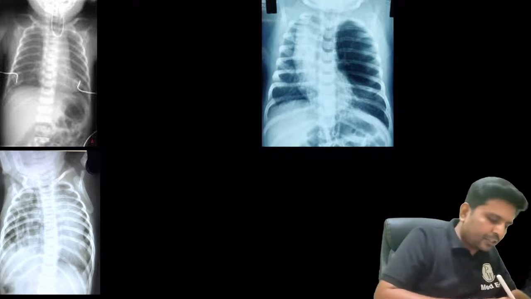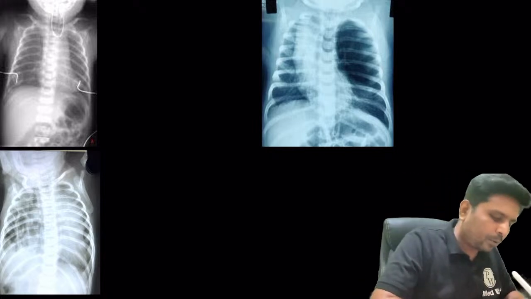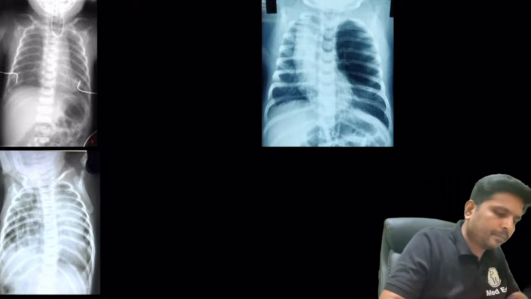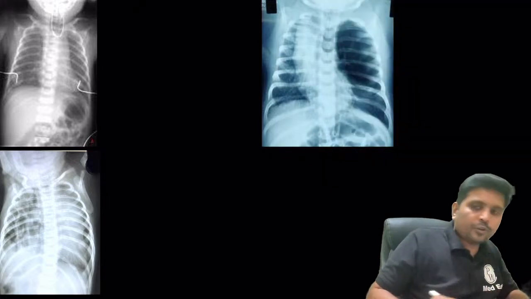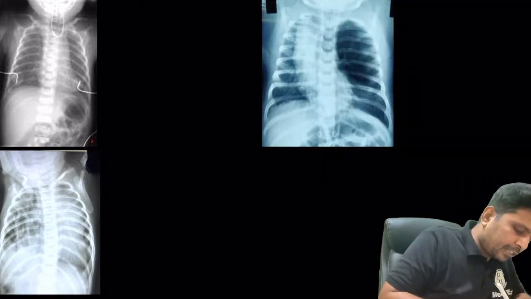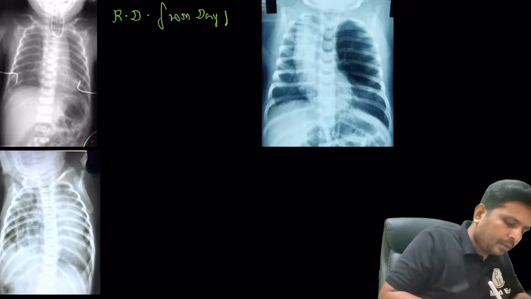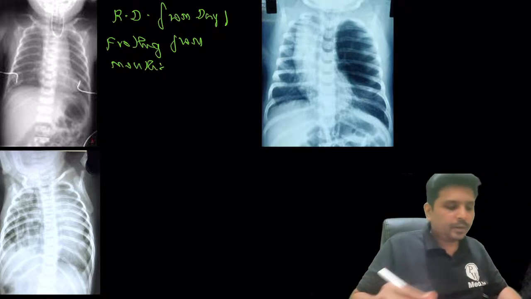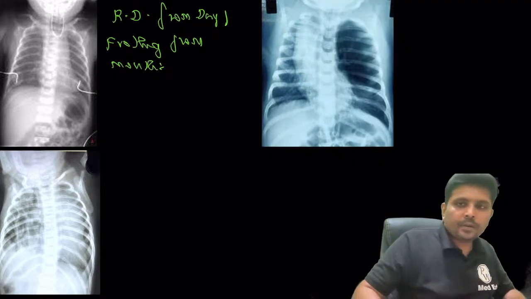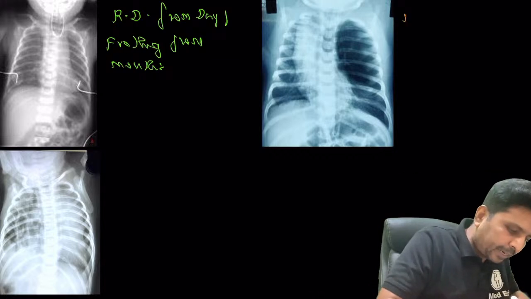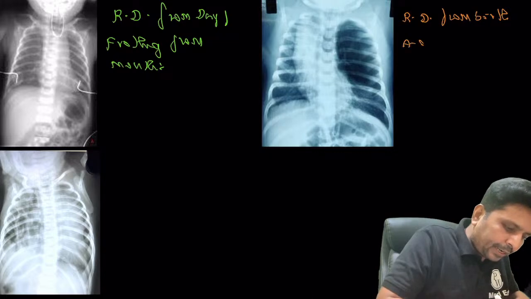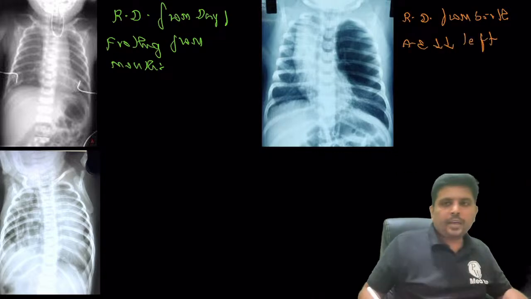Let me tell you the scenario right now. The first child has respiratory distress from day one, with frothing from the mouth. This is the first case. The second child again has respiratory distress from birth, with air entry reduced on the left hemithorax.